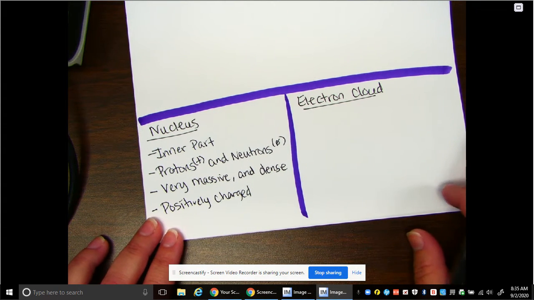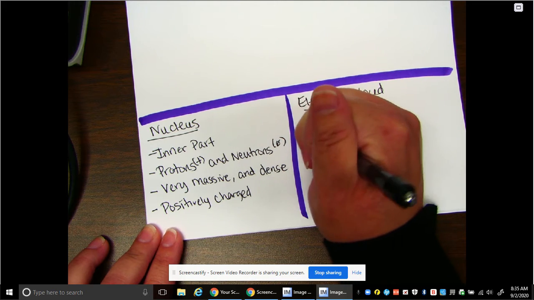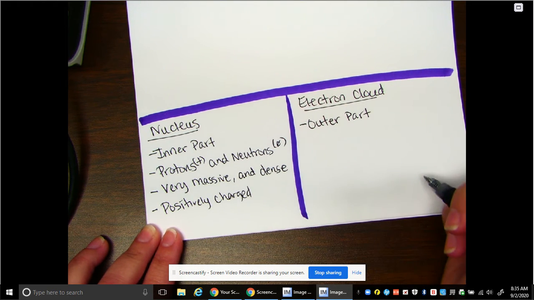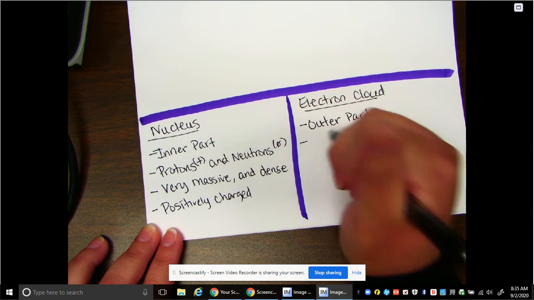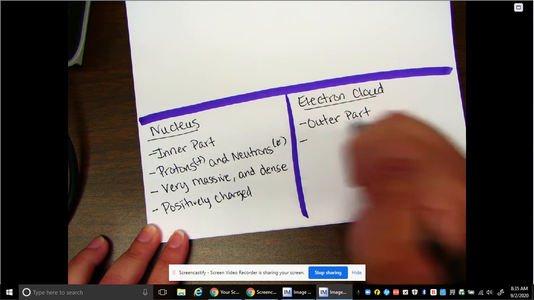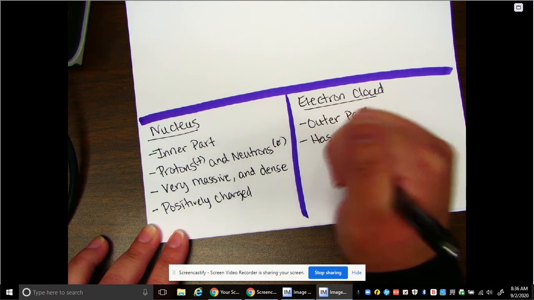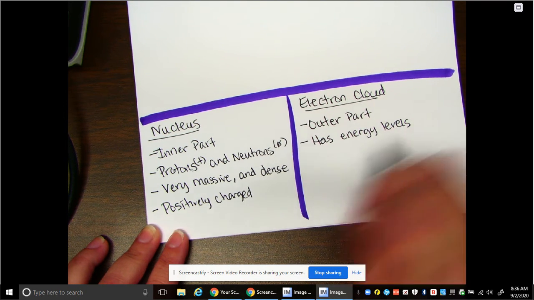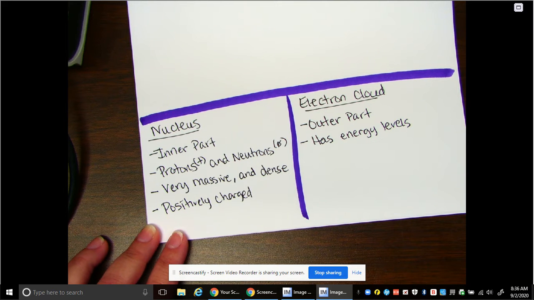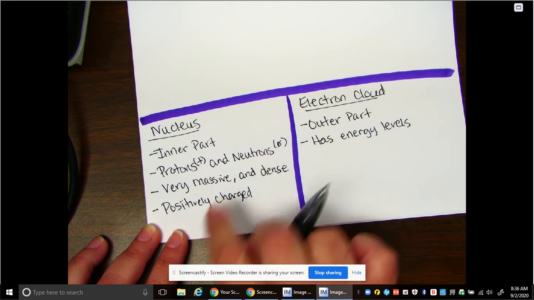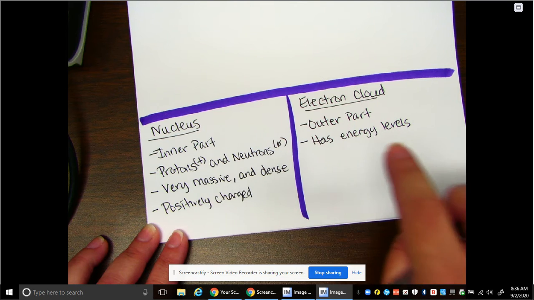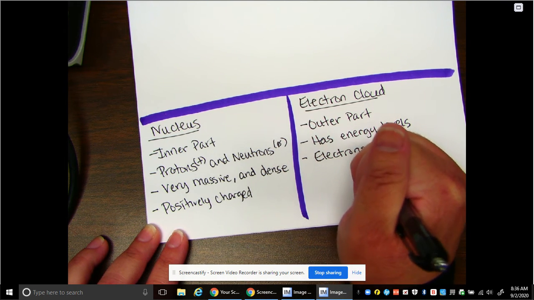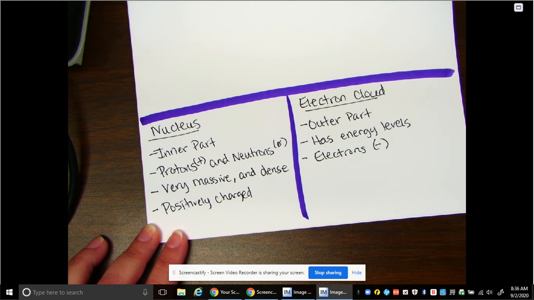Now we're going to move on to the electron cloud. The electron cloud is the outer part of the atom, okay? It's made of different energy levels, right? And it can have up to 7 energy levels. Okay, has energy levels here. It has not protons, not neutrons, but electrons, right? It has that third one. It has electrons in it. And electrons are that negative charge.